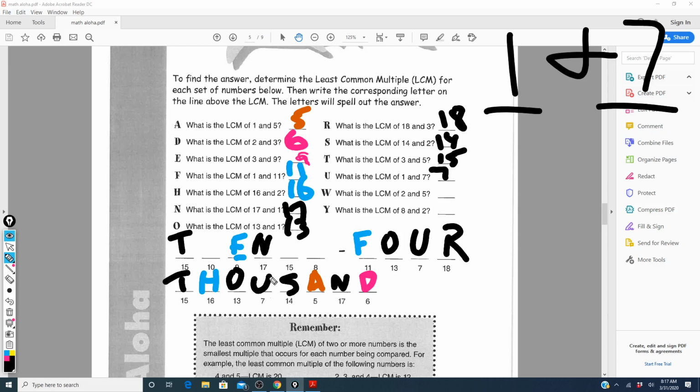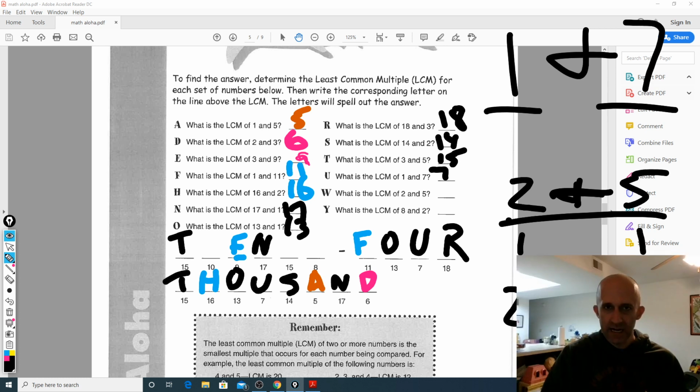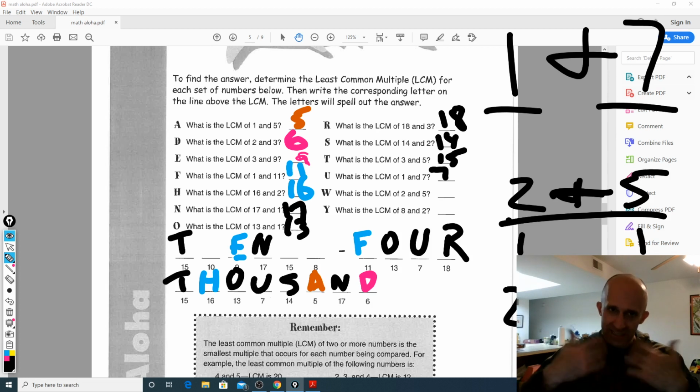And then your least common multiple of 2 and 5. So 2 and 5. The prime factor of 2 is 2. The prime factor of 5 is 5. Remember, a prime number is a number that can only be divided by 1 and itself. 2 can only be divided evenly by 1 and 2. 5 can only be divided by 1 and 5.